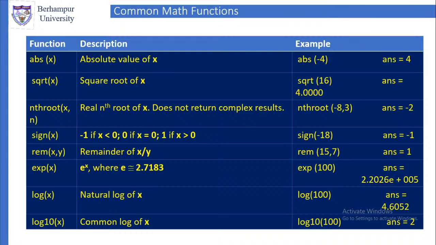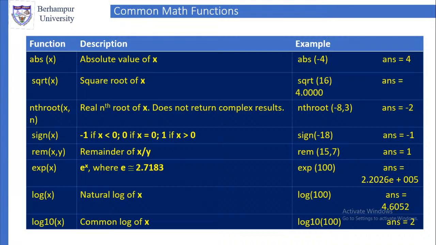Then sign of x returns the sign of the value x. If x is less than 0, it will be -1. If x is equal to 0, it will be 0. If x is greater than 0, it will be +1. For example, if I write sign of -18, it will give me -1, because -18 is less than 0. Similarly, if I write sign of 0, it will return 0. If I write sign of 16, then it will give me +1.